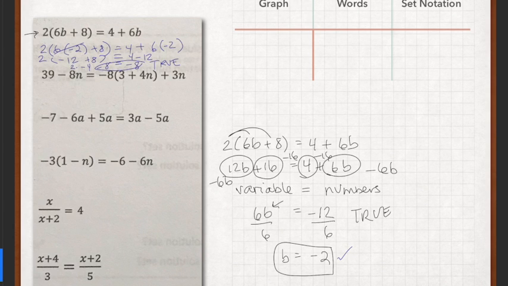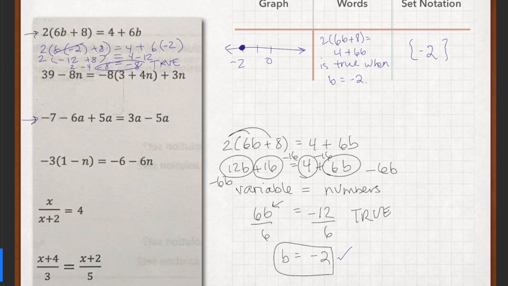Once you've checked your answer, you know that this is absolutely true, and you can go ahead and write your solution set in the 3 different ways that you can express it. So first, we're going to graph a -2, and that would simply be a number line, graph it, and then we're going to express our solution set in words, and then we go ahead and write it as a set notation. Now let's go ahead and try to work the third problem here.